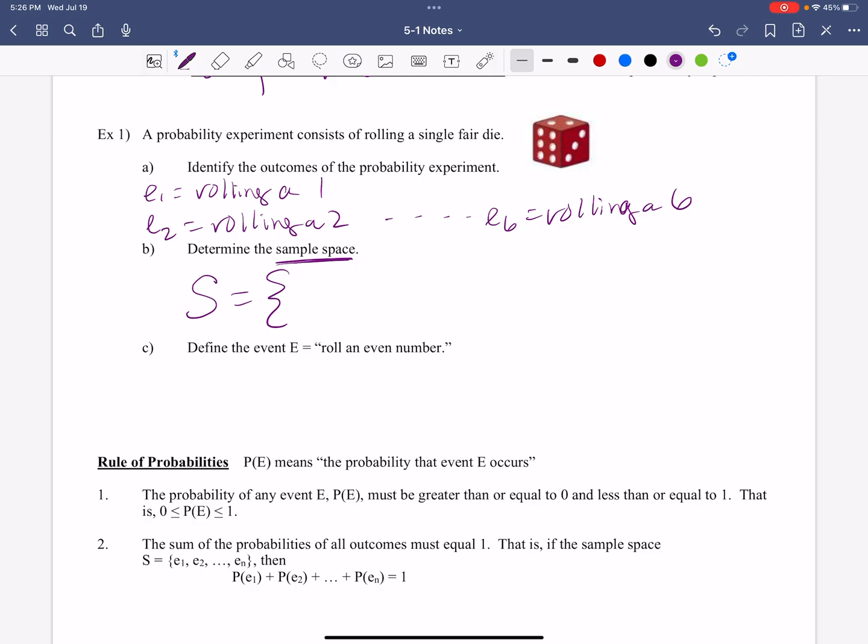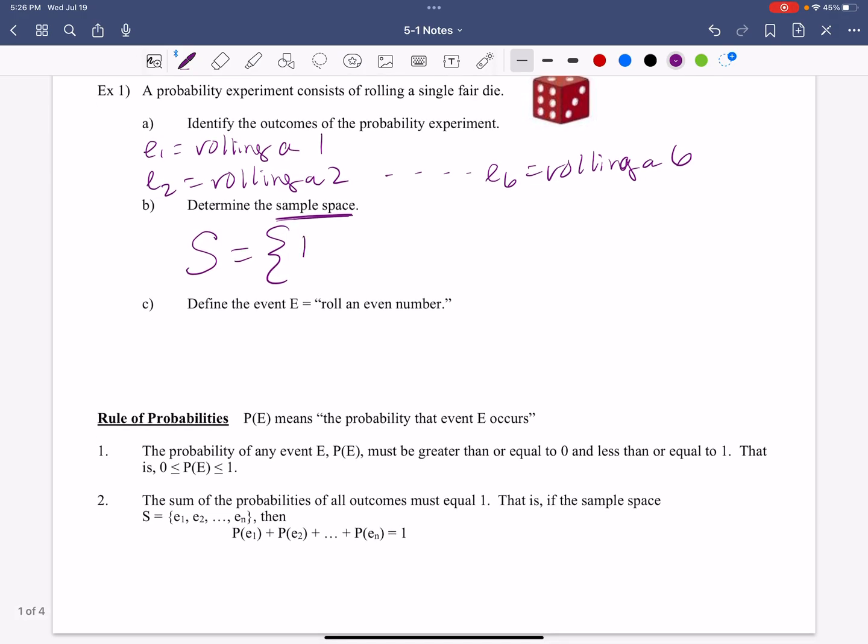So I want to say a set, and this set in particular is the sample space. So then the squiggly brackets are used. So what are all my options? Because that's a sample space, is laying out all the options. Yeah, they are 1, 2, 3, 4, 5, 6, and then you finish off with that squiggly bracket.